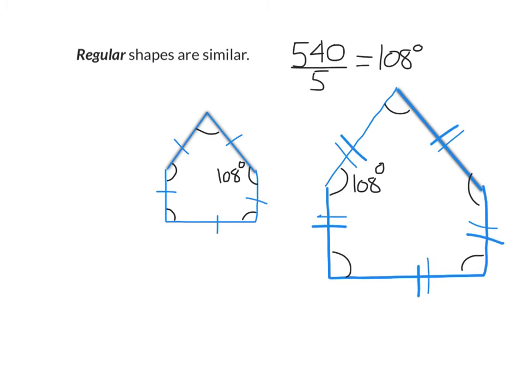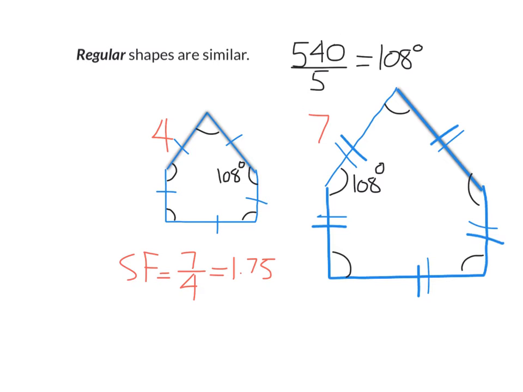So what about sides being in proportion? Well, let's say that the side length of this was 4. So each side is 4. Let's say the side in the larger shape was 7. Each side was 7. Well, then the scale factor here is consistent. It's 7 over 4, which is 1.75. So I'm going to times this by 1.75 to get this side.